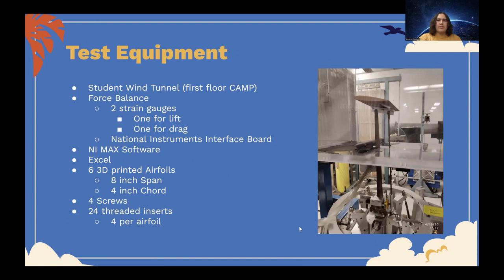Our test equipment includes the student wind tunnel on the first floor of CAMP, a force balance with 2 strain gauges, one that measures the lift of the airfoil, and the other that measures the drag of the airfoil, and the interface board that connects the strain gauges to the computer, the NIMAX software to read the force data as a voltage in the computer, Excel to do math to find the lift and drag and analysis. And then we have 6 3D printed airfoils, each of which has an 8-inch span and 4-inch chord. We have 4 screws and 24 threaded inserts, 4 per airfoil.